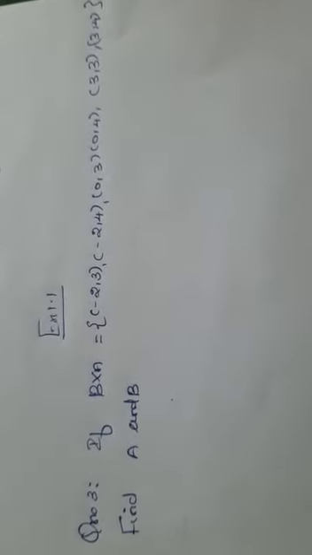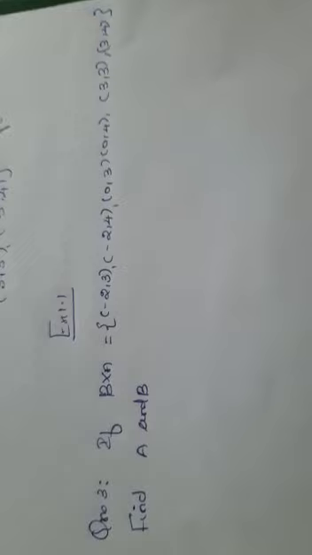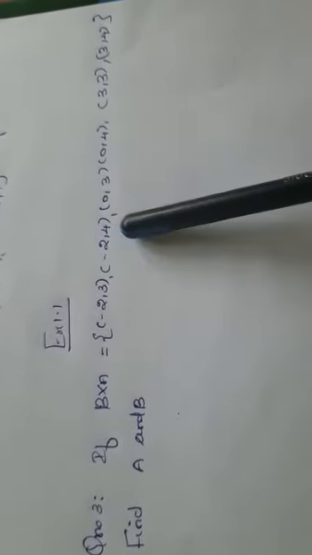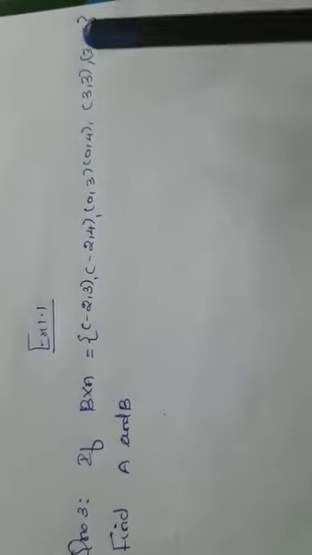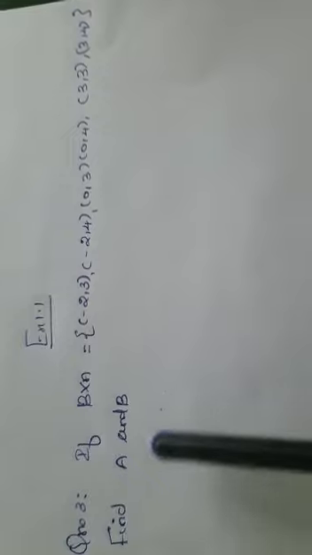Under exercise 1.1, question number 3. If B cross A equals {(-2, 3), (-2, 4), (0, 3), (0, 4), (3, 3), (3, 4)}, find A and B.